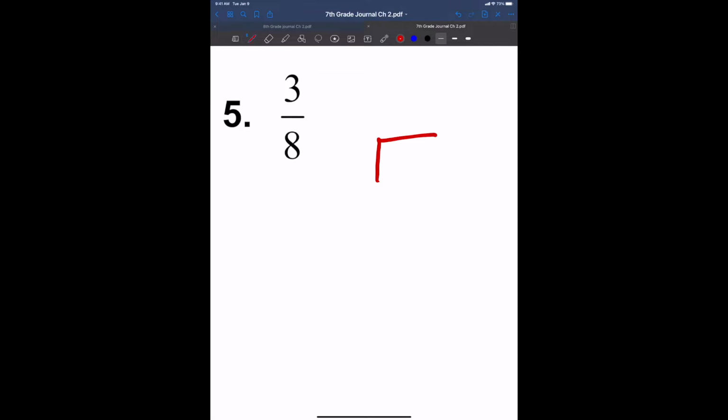We learned that 8 goes on the outside, 3 goes on the inside. How many 8s can go into 3? None, because 8's too big, right? Can't go over. So we put a 0. Now we put decimals and line them up. Give another 0 to the 3. And now don't read it as 3.0, read it as 30.